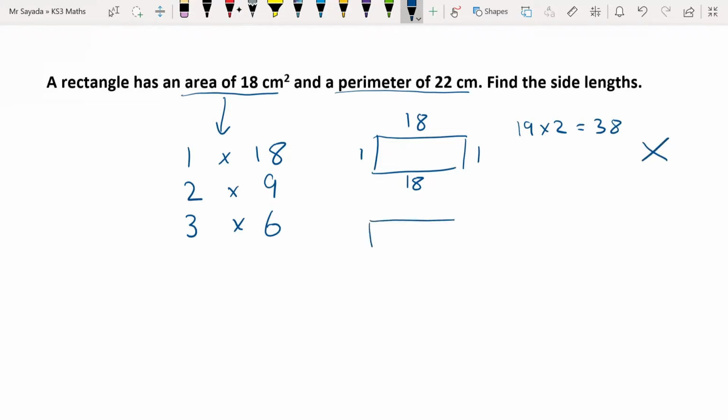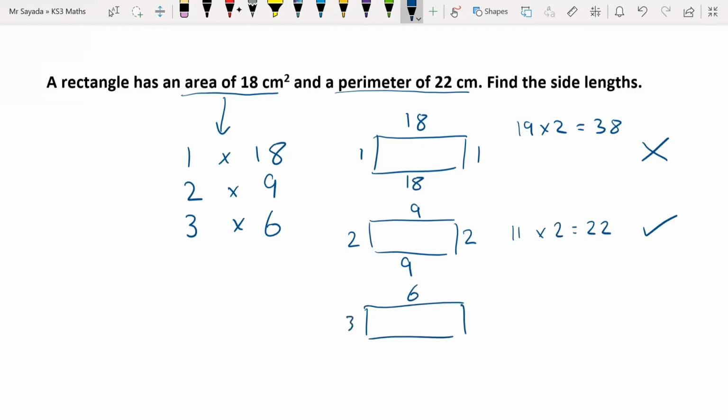I can try the 2 times 9. So the 2 by 9. So that would also be 2 and that would also be 9. So that would have a perimeter. So if I do 9 plus 2, which is 11, and times it by 2, that makes 22. So yeah, that one's right. I can just check that the other one doesn't work, just to be sure.